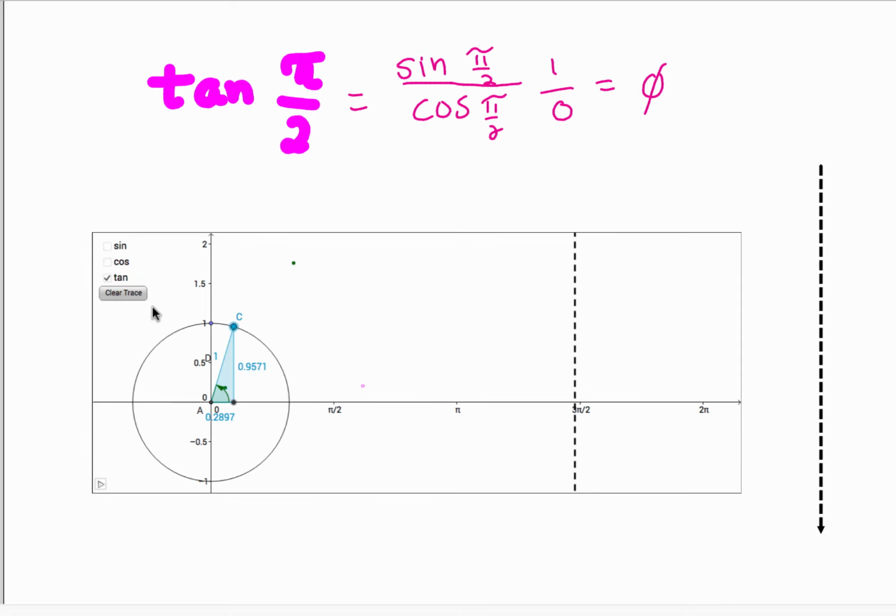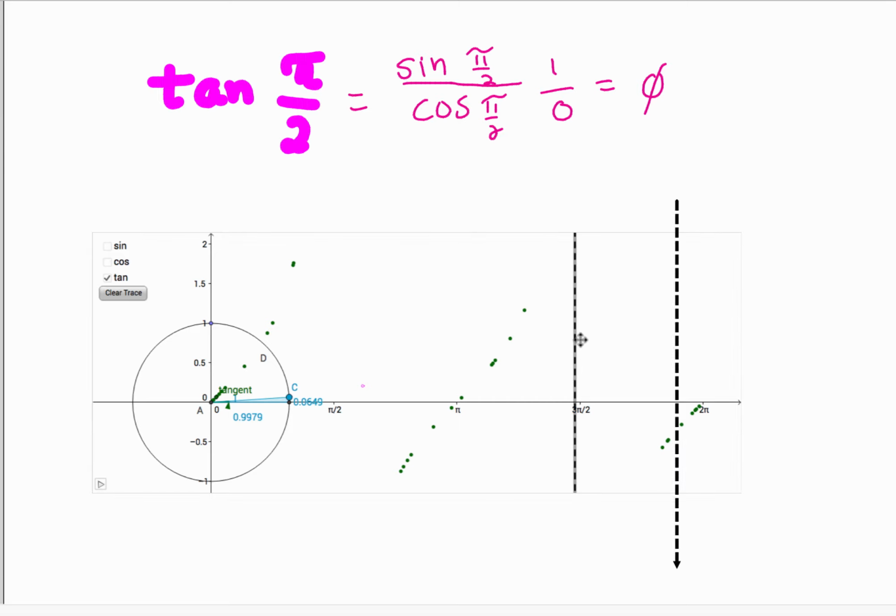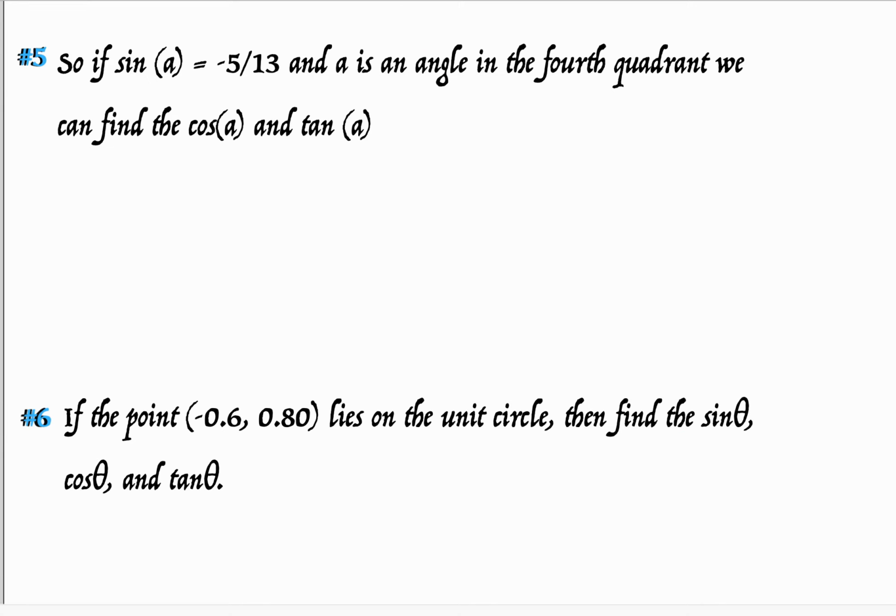So once again, here's my tangent wave. Just drawing a couple of times so you can see the points. And the tangent is undefined at 2 places. All right, so what are they going to have us do with this? It's just another wave, and we're going to study more and more of these waves.